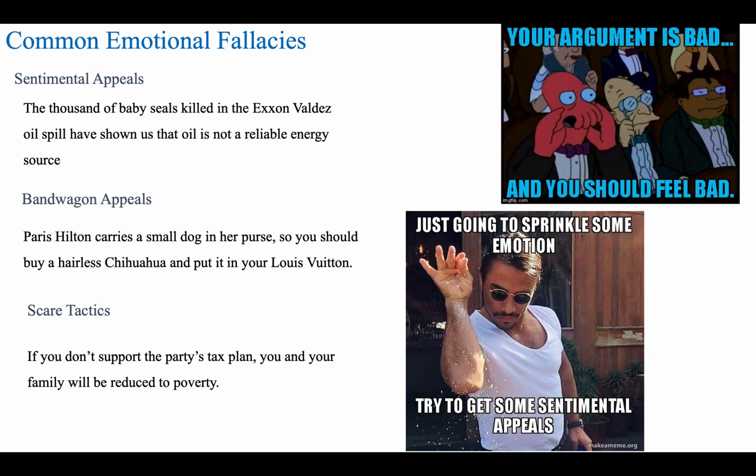So the first one is sentimental abuse, which uses emotion to distract the audience from the facts. An example would be: the thousands of baby seals killed in the Exxon Valdez oil spill have shown us that oil is not a reliable energy source.